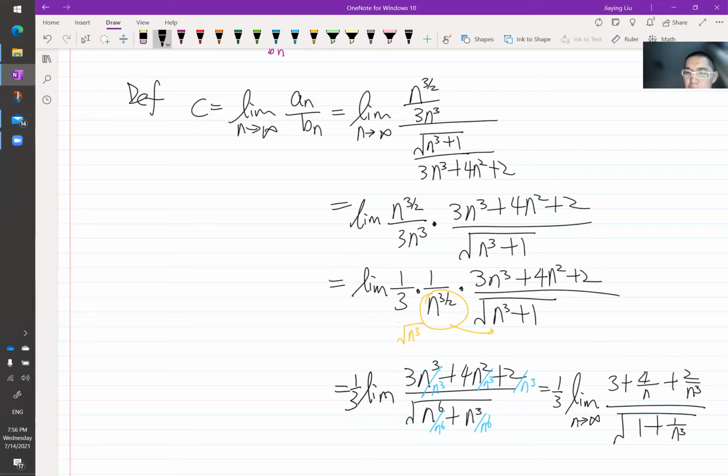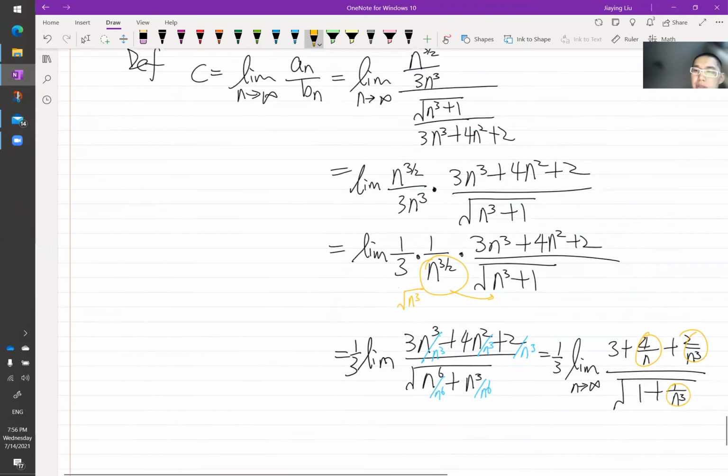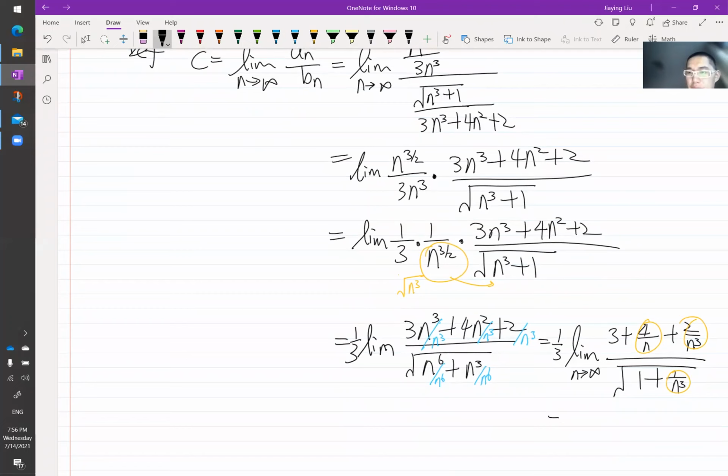As n goes to infinity, those terms with the n in the denominator become 0. We end up with 1/3 times 3, which is 1. So C is 1. And if you go back to the limit comparison test, when we take the limit, we end up with 1. So C equals 1. And that does not tell you whether it's convergent or divergent.